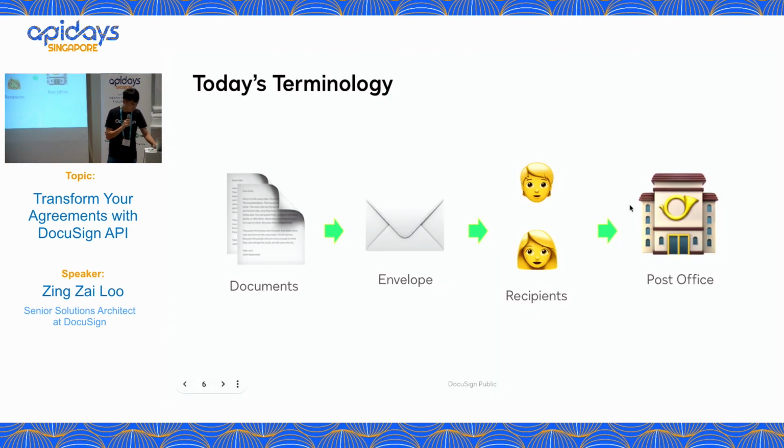The next slide. Okay, so for today's terminology, I'll just touch on it very quickly. Typically we have many documents. You can see on the left, many different documents, and then what we will do is put them into an envelope, a physical envelope. And then I will write down who and where I want to send it to, right? And then I will make my way down to the post office and get it sent out.